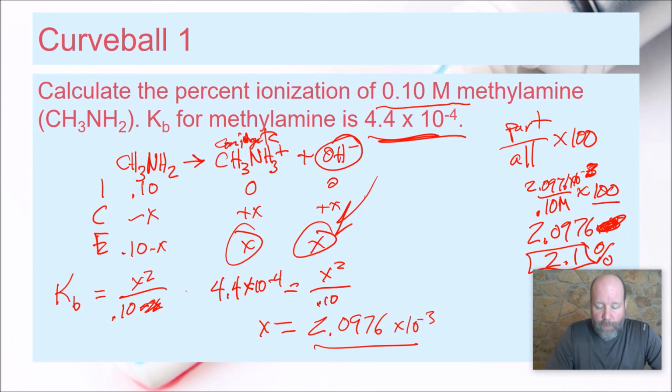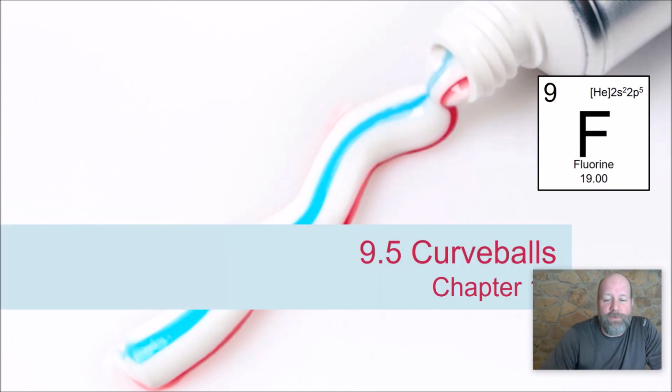The answer to curveball number 1 is 2.1%. Curveball number 2, the pH goes down. The pOH also goes down. The solution is still neutral. Curveball 3, CH3NH2 is the stronger base. HCN is the stronger acid. Curveball 4, HNO2 is the answer to the first part, and pH should be 2. Curveball 5 should be 3, 1, 2. And curveball 6, acid, base, acid.